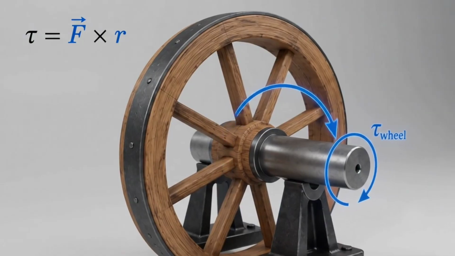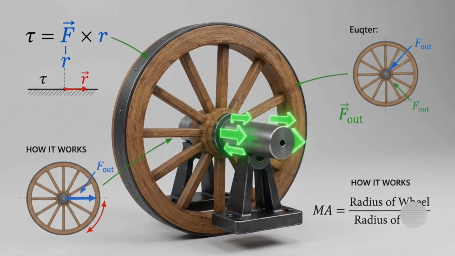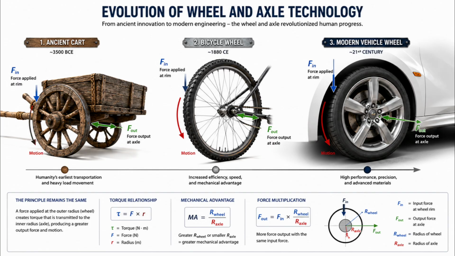τ equals F times r. By increasing the radius at which force is applied, the wheel amplifies torque and reduces the effort required to move loads. Wheel and axle systems dramatically reduce friction compared to dragging objects across surfaces, making them one of the most important inventions in transportation and engineering.